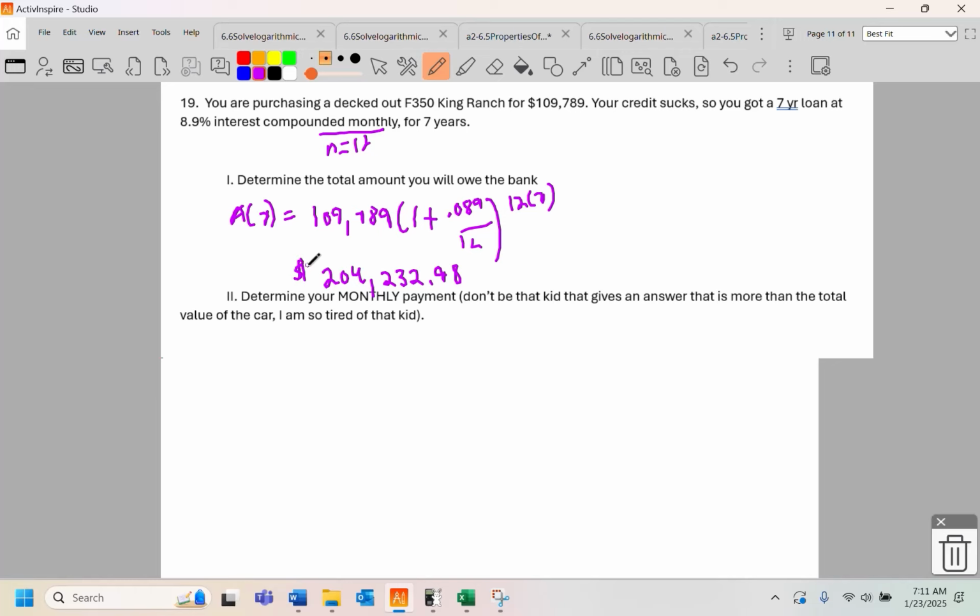That's a truck, by the way. This is a very nice truck. Some of you ladies don't know what this is. This is a very nice truck. It's a work truck, too. But anyways, that thing's going to cost you $204,000.